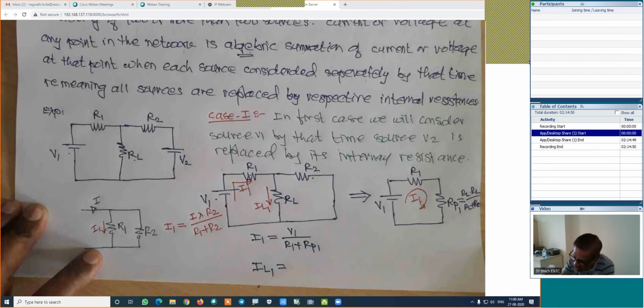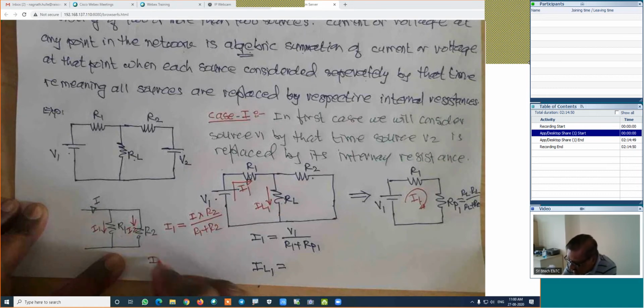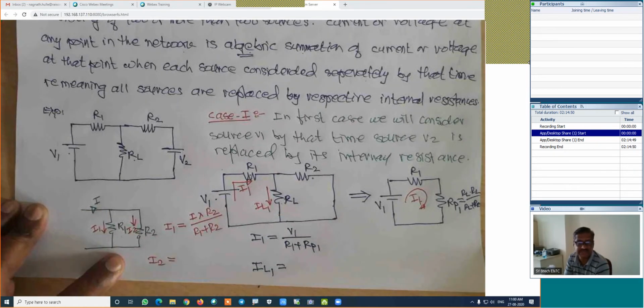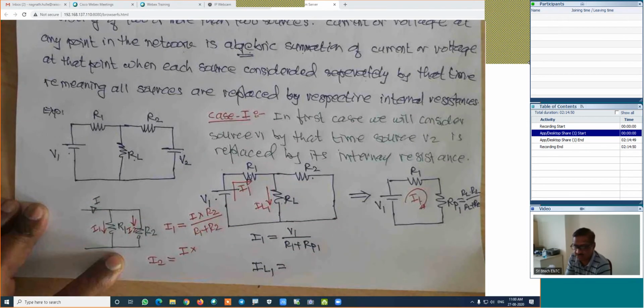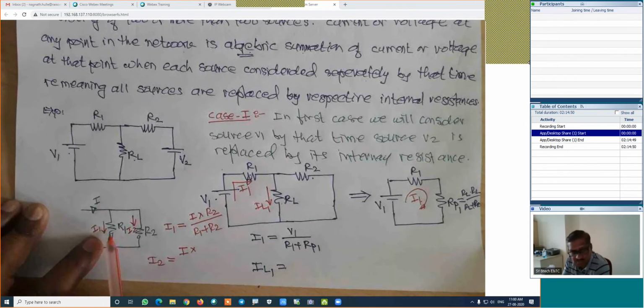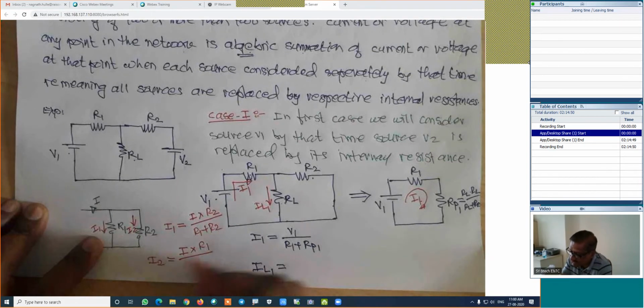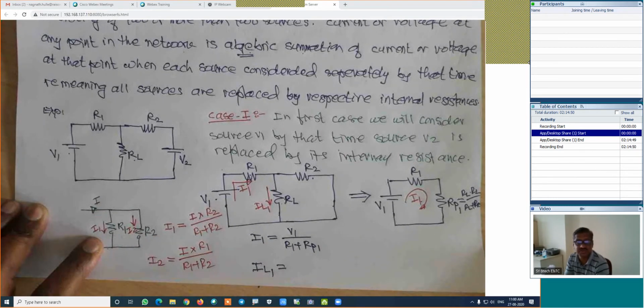Is it right? Now suppose I repeat the same rule for I2. If we are interested in calculating the current I2, how is this rule? Look carefully. Again the formula is the same: total current into the resistance of the opposite branch. Total current is I. Now we are interested in the current in R2, so the opposite branch will be R1. Into R1 divided by the resistance of both branches, that is R1 plus R2. This is the current division rule.